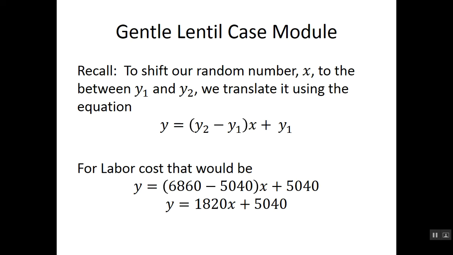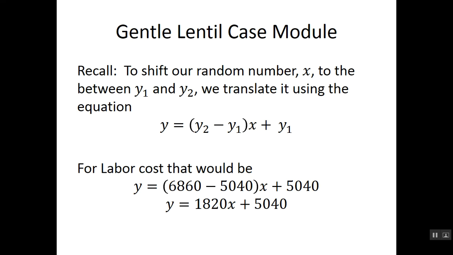So for our labor costs, we want these to come out between $5,040 and $6,860. So we're going to fill that ending point $6,860 in for y2. We're going to fill the starting point of 5,040 in for y1, and that goes in for y1 in this portion of the equation as well. So we end up with the equation y equals 1,820x plus 5,040. And so we're going to randomly generate a number between 0 and 1, and then we're going to use this equation to translate it to the interval that we want.